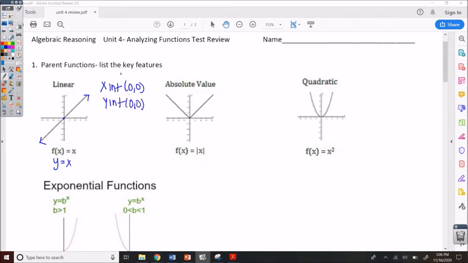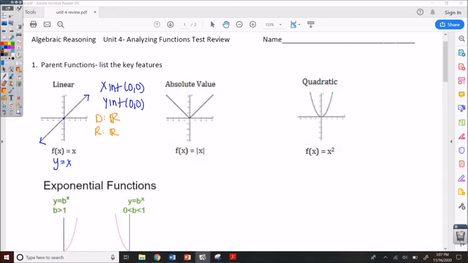Okay. The domain and the range of the linear parent function are both all real numbers. Which means that it goes on and on and on to the left forever and to the right forever. That's my domain. My range, it goes down forever, it goes up forever. That's all real numbers as well. We don't have any asymptotes or vertices or anything like that on a linear function.